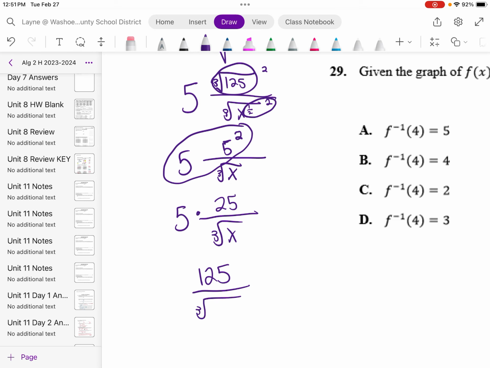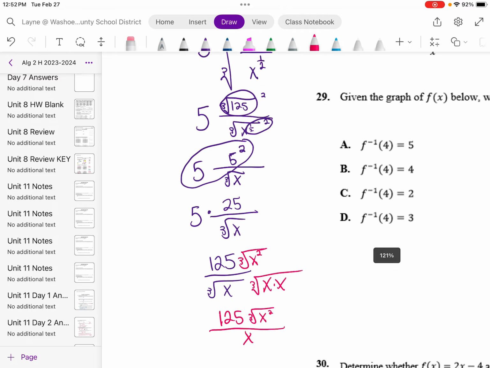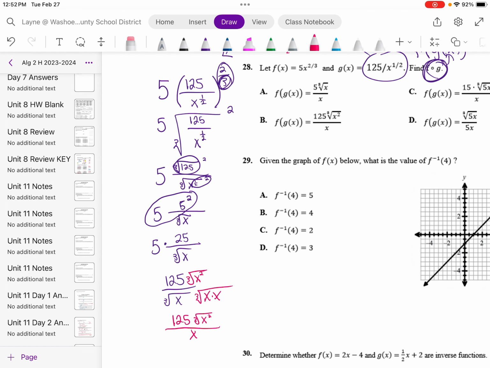The reason this isn't an acceptable answer is because we're not allowed to have a root on the bottom. To cancel out a cube root, we need groups of 3. We only have 1 x, so we need 2 more. Whatever you do on bottom, you have to do to the top. So x times x is just x squared. So the top will be 125 cube root of x squared, and the bottom, an x will break out of the radical. So that should be our answer, which is answer option B.